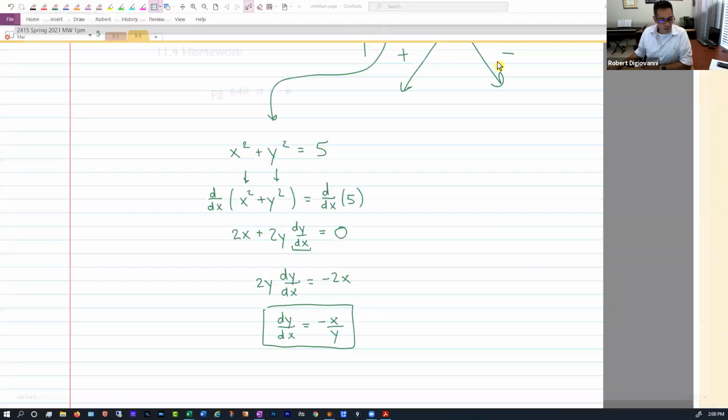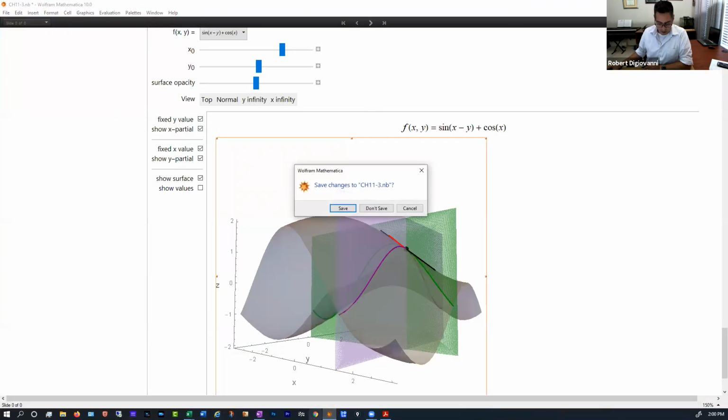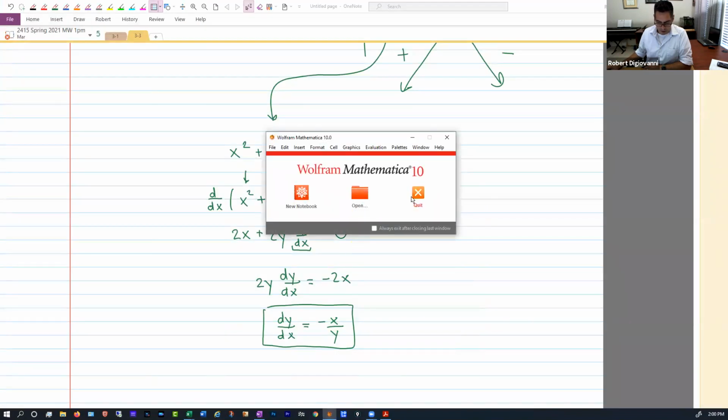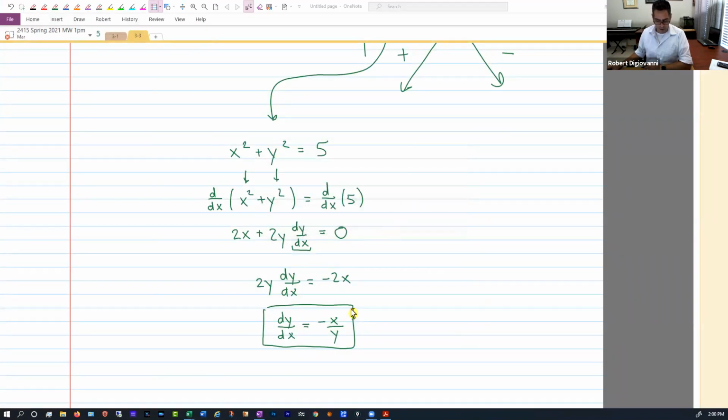All right, I'm going to close this one out. I'm going to close this whole program out because I think it's slowing down. And that does it for 11.3 and 11.4. So now we're going to start 11.5.